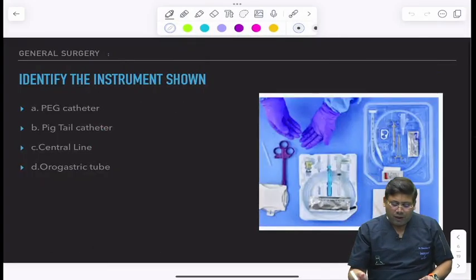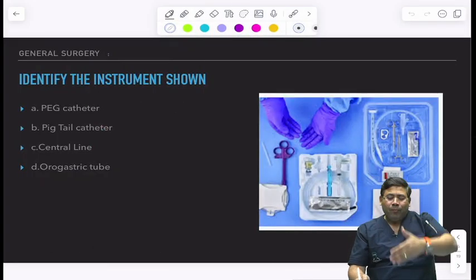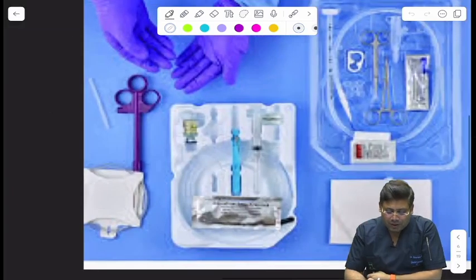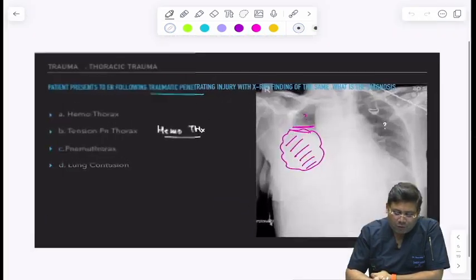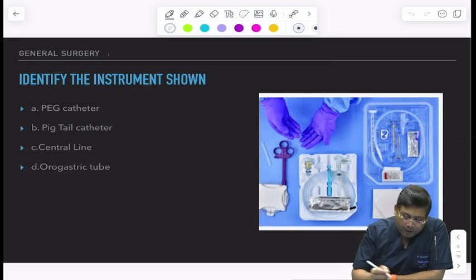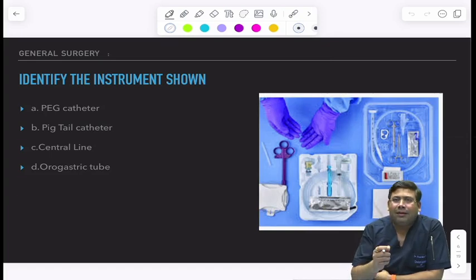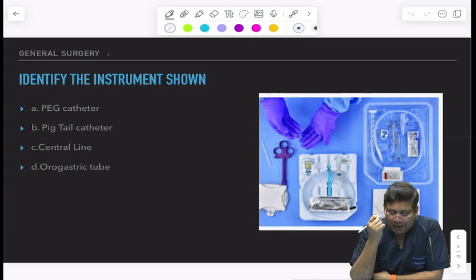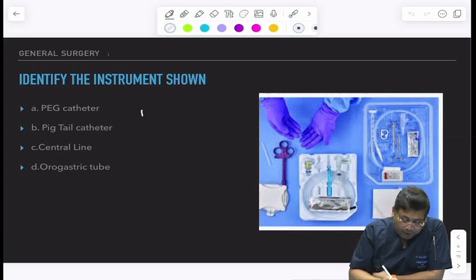So again, let us go to the next question. There was a question, what is this kit? It is very simple. There was a question on what is this kit, and it was a PEG. How to understand that this is a PEG, not a central line catheter? Remember a PEG. What is PEG? Percutaneous endoscopic gastrostomy.